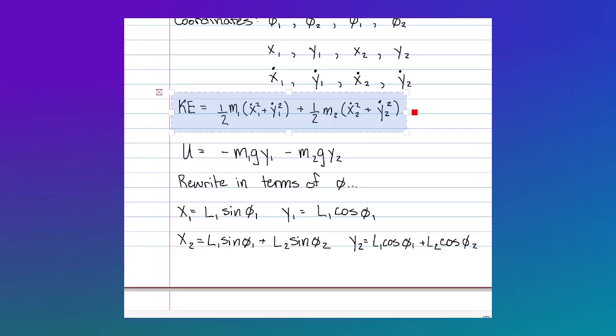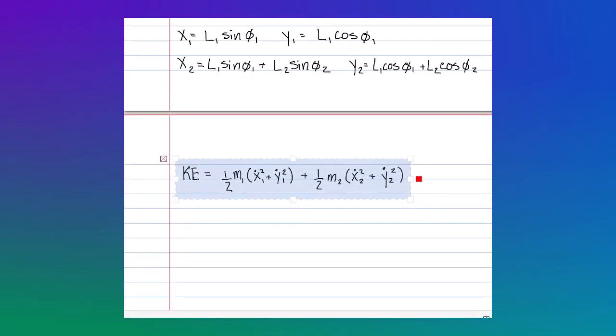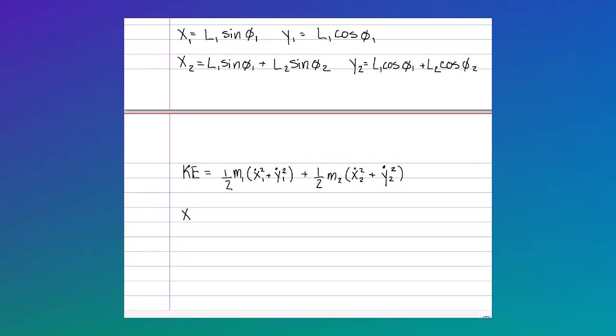Now that we have these basic coordinate transformations, our next goal is to determine the time derivatives of each of these equations so that we can substitute expressions in terms of the phi variables in for each of the x1 dot, y1 dot, x2 dot, y2 dot variables.